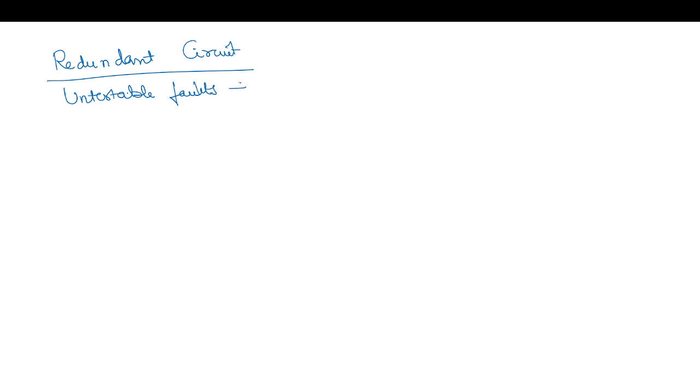Okay, next we will see one question on redundant circuit. These are the faults which are also known as untestable. This can be deduced using untestable faults. Untestable faults indicate a redundant circuit. Now how can this be used to reduce a circuit? Let's see.